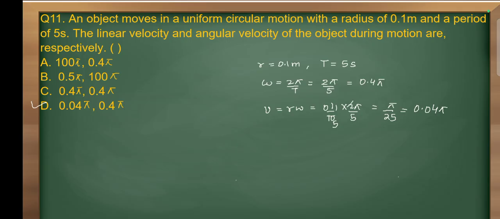And for calculating linear velocity, v is equal to r times omega, where omega is angular velocity. Then we will put the value of r, which is 0.1 meter, into omega, that is 2 pi by 5. And when we solve this, we will get 0.04 pi. So option D is correct.